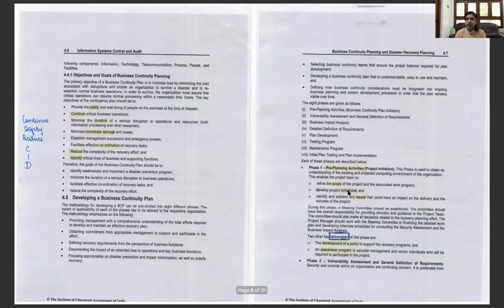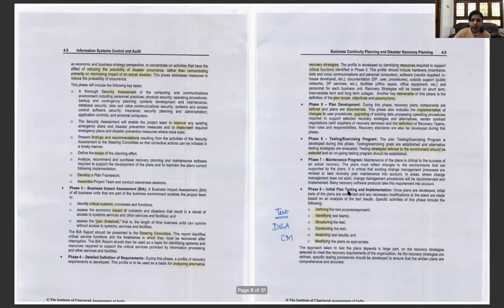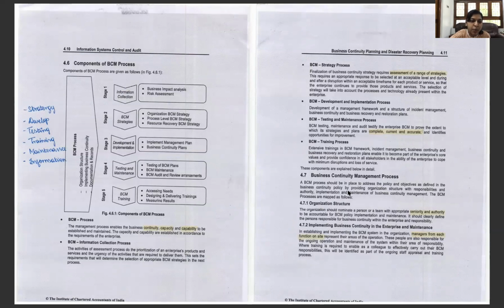Can we go through it once again? Just the 8 phases: pre-planning activities, vulnerability assessment, business impact analysis, detailed definition of requirements, plan development, testing and maintenance, initial plan testing, and plan implementation. So when we present our answers, we are going to present it like the task, the deliverables. Yes. Next, moving on to a very important and very interesting part, components of the BCM process.